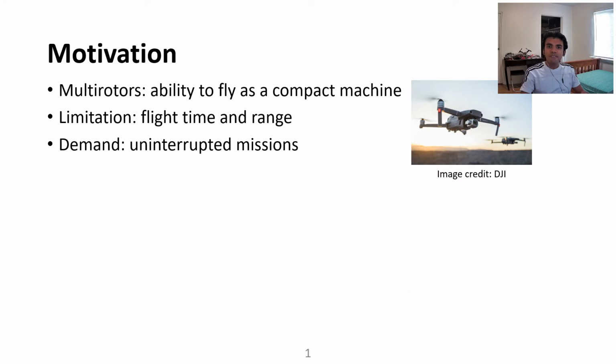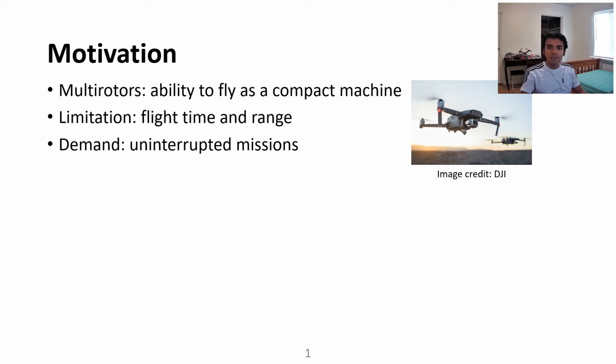I believe most of us have seen a multi-rotor before. If not, a picture of one is shown on the right. They are used in the industry for a variety of applications such as surveillance, mapping, imaging, owing to their ability to hover as a compact machine and carry useful sensors. However, this hovering ability comes at the cost of reduced endurance and range as compared to their fixed-wing counterparts.